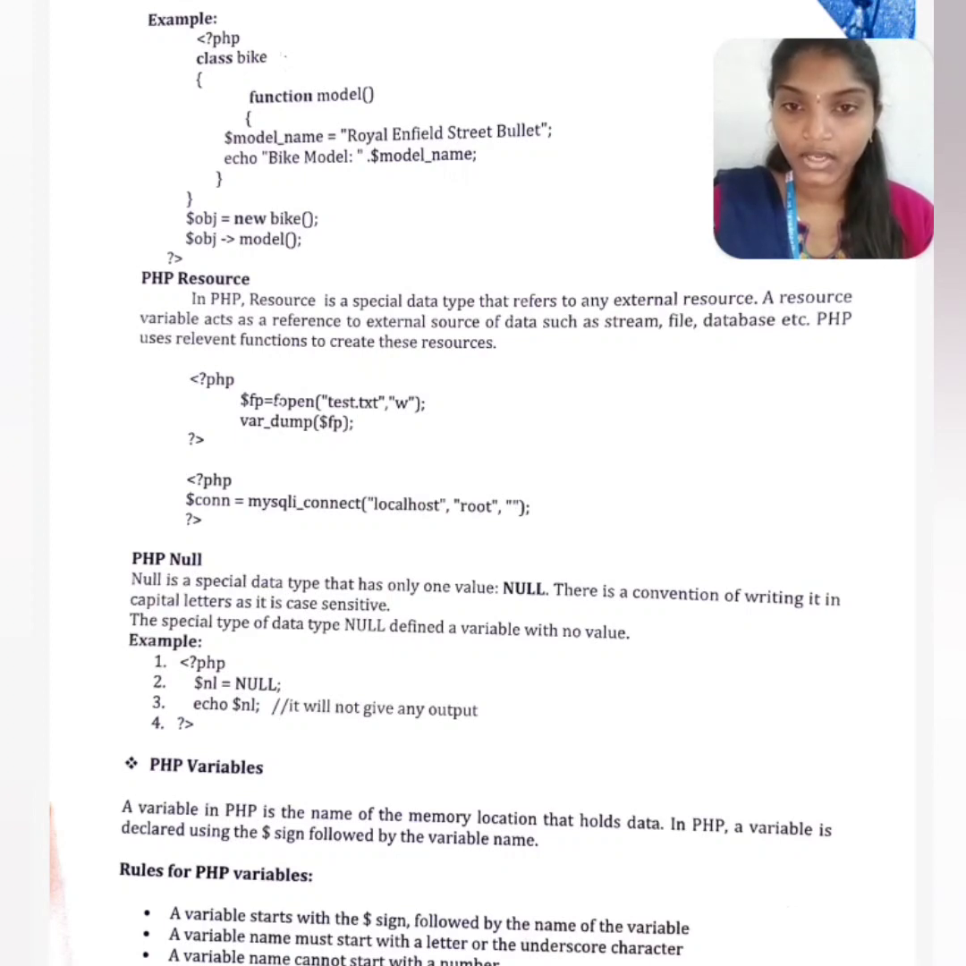Next, null. Null is a special data type that has only one value, null. There is a convention of writing it in capital letters as it is case sensitive. The special data type null defines a variable with no value. This is the null program.